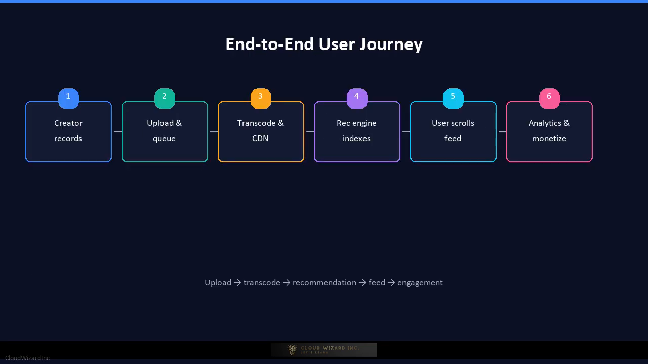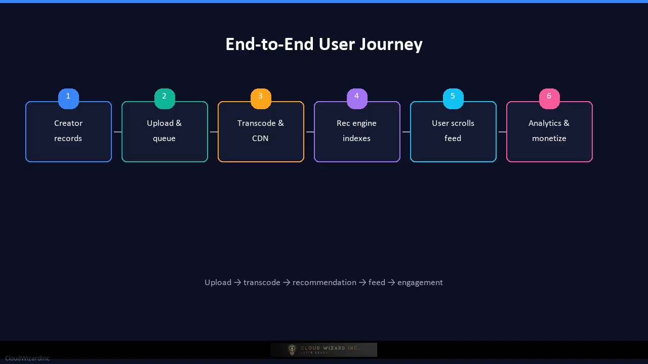Let's trace the end-to-end user journey. A creator records a 15-second video on her phone, adds a trending sound, and taps upload. The app gets a pre-signed URL, uploads the raw file to object storage, and the backend enqueues a transcoding job. Within seconds, multiple resolutions are generated, a thumbnail is extracted, and the video is replicated to edge caches.